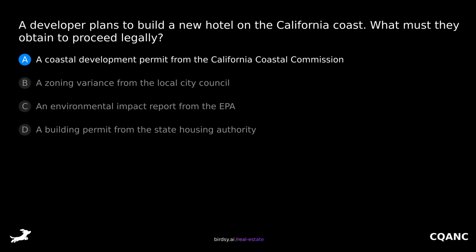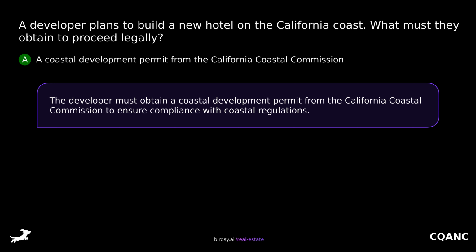Is it A, a coastal development permit from the California Coastal Commission, B, a zoning variance from the local city council, C, an environmental impact report from the EPA, or D, a building permit from the State Housing Authority? The answer is A, a coastal development permit from the California Coastal Commission. The developer must obtain a coastal development permit from the California Coastal Commission to ensure compliance with coastal regulations.